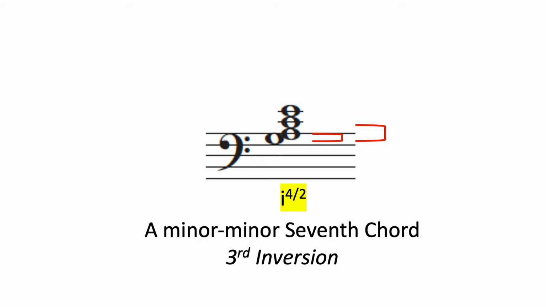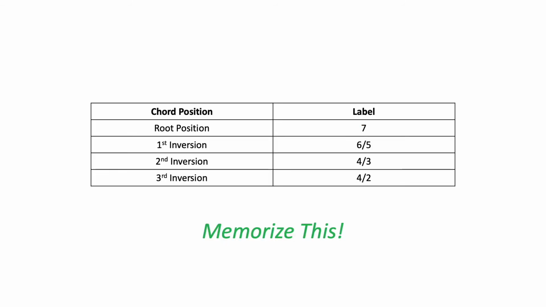So here I wrote it out. If it's in root position, you're just going to either write or see a 7. But if it's in first inversion, it'll be 6-5, second inversion will be 4-3, and third inversion will be 4-2. Rather than try to figure out the intervals, I say it's just easier to memorize this.